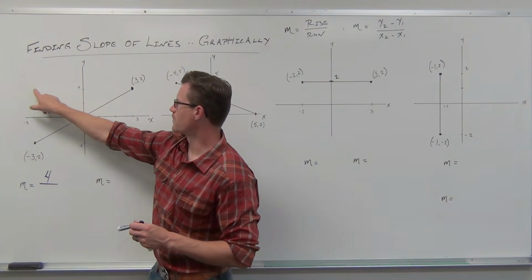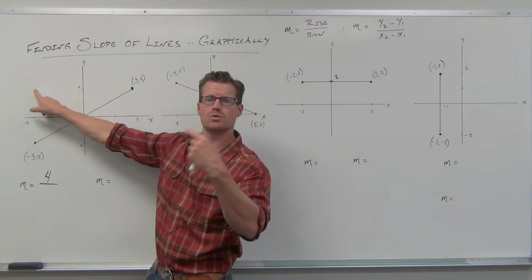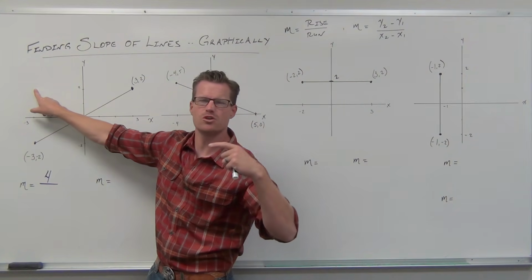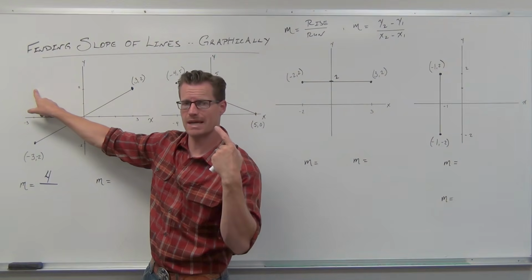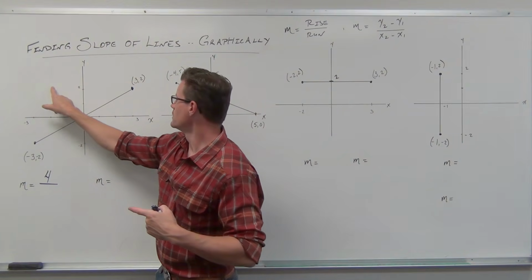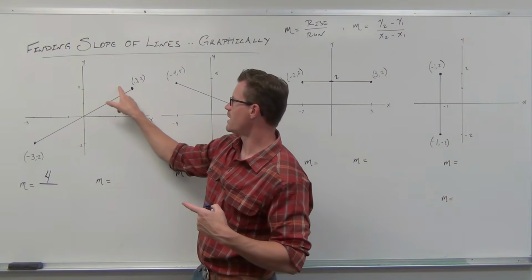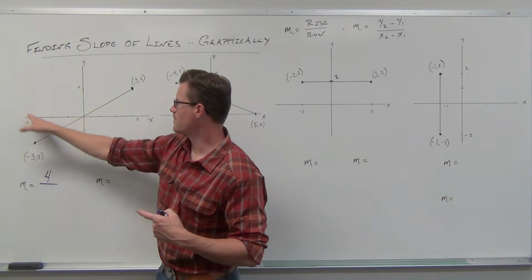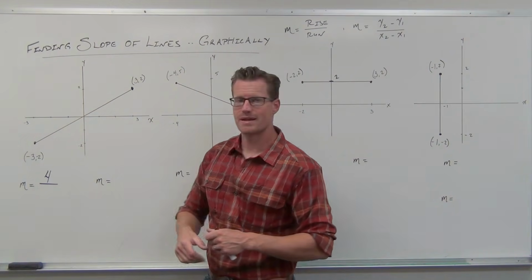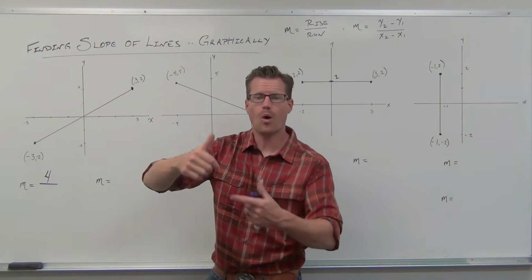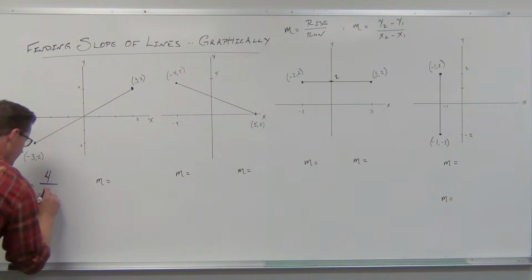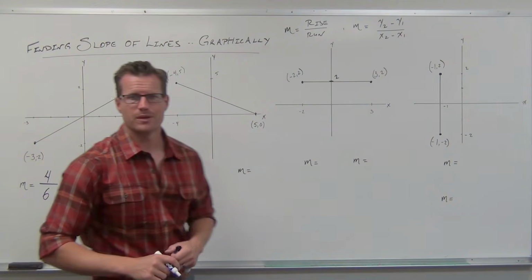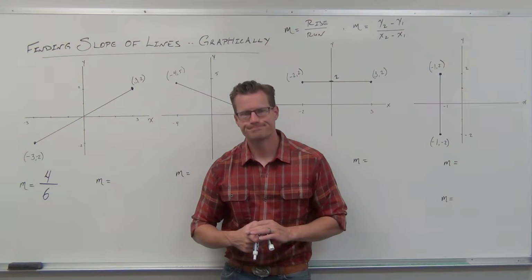1, 2, 3, 4. Now, how much do we go to the right? Always to the right. If you move to the left right now, you're doing something wrong. Go back and fix your stuff. You should always be counting to the right. 1, 2, 3, 4, 5, 6. So we move up 4 and right 6. That's positive 4 moved up. Always positive because we're always going to the right with our run. That's 6. Our slope is 4/6.